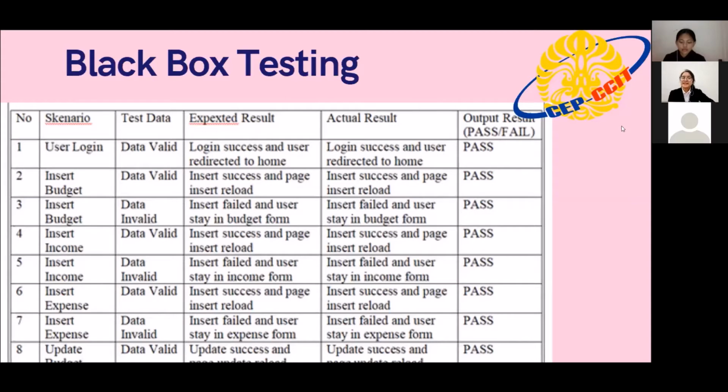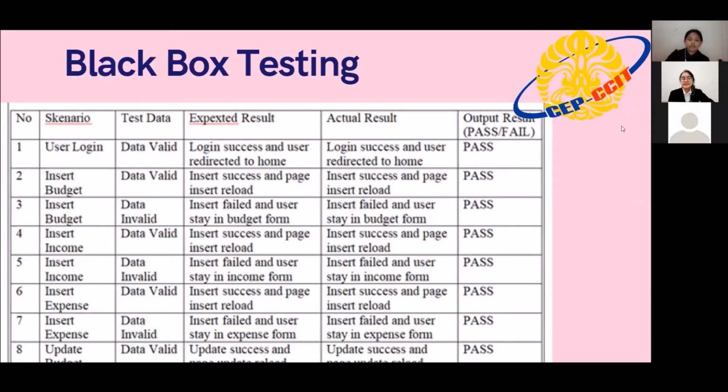The second is insert budget. The test data of this testing is data valid. The expected result is insert success and page insert reload. The actual result is insert success and page insert reload. So the output result is pass.